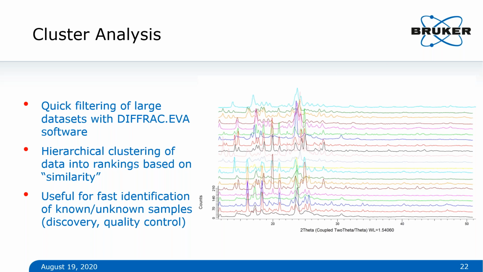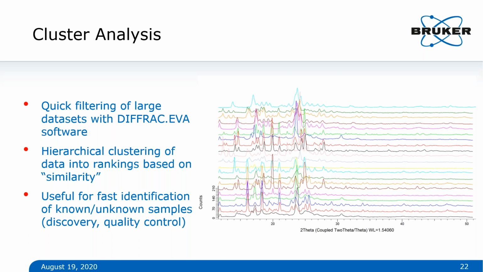Right. The final thing that I want to talk about is cluster analysis. As we mentioned before, with the advent of faster detectors, with things like the D2 Phaser, we're finding that more and more, instead of just getting one piece of data to work with, the speed of data collection is allowing people to collect much more data than they used to, which can sometimes result in a little bit of a data glut.